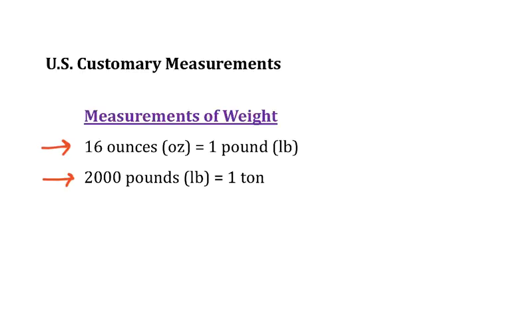So we use ounces to measure food quantities. Pounds could be used to measure the weight of a person, and tons would be appropriate for measuring the weight of a car.